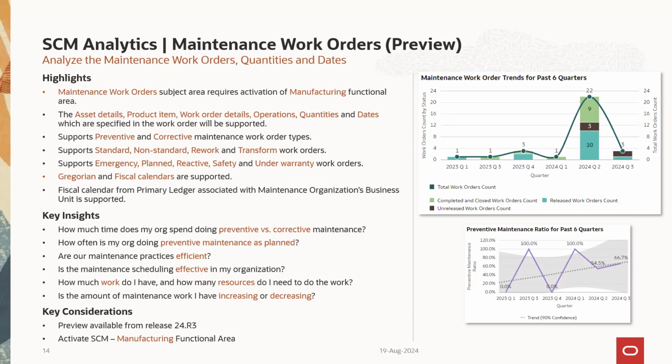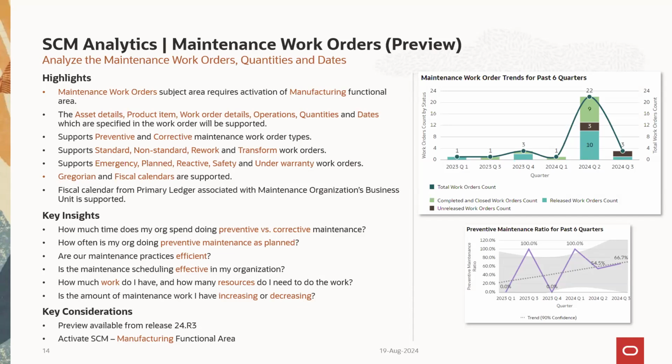Now, the dimensions which we support here are the asset details, product item, order details, operations, quantities, and dates. We do support preventive and corrective maintenance work order types. We support emergency, planned, reactive, safety, under warranty work order type subtypes. Both Gregorian and fiscal calendars are supported. Fiscal calendar from the primary ledger, which is associated with the maintenance organization business unit, is supported.